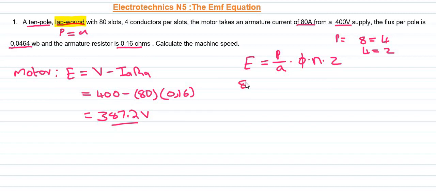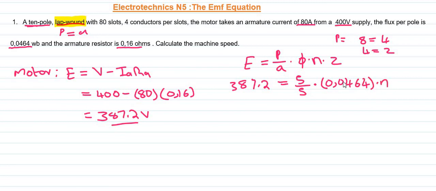The motor EMF is 387.2 volts. The number of pairs of poles is 10 poles, so P is 5, and for a lap winding A equals P, which is 5. So 5 over 5, multiplied by the flux per pole, which is 0.0464, multiplied by the speed of the machine.